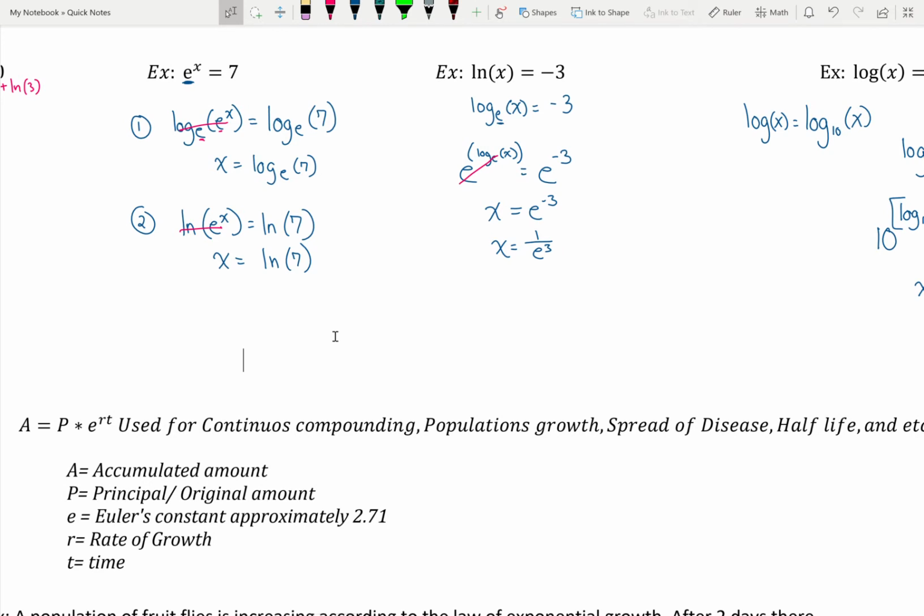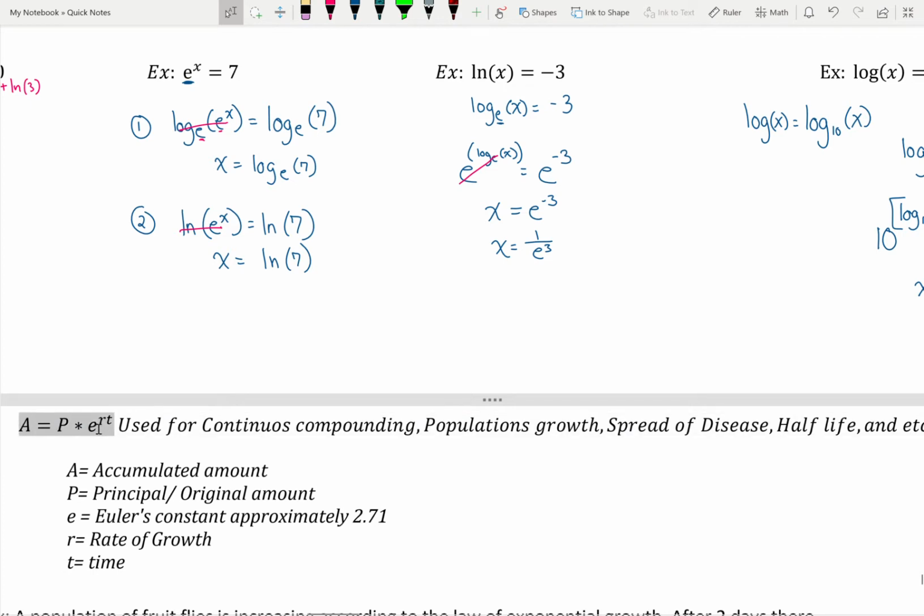Remember we had this formula A equals P times e to the rt. I call it A equals PERT, and we used it for continuous compounding. We said how much money do you have after, I don't know, 3 years has gone by at a continuous compounding rate of 7%. And we did a couple of word problems like that. We're bringing that formula back, okay?